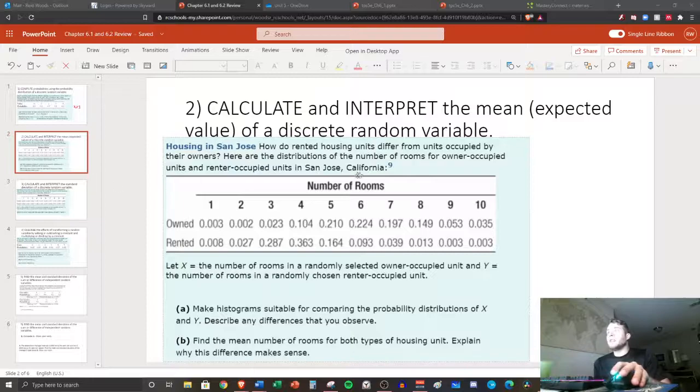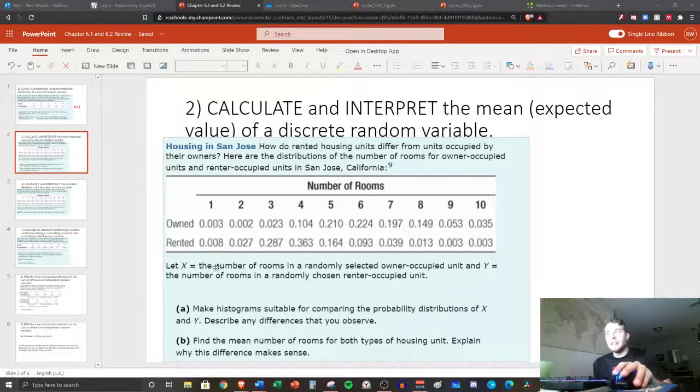So right here it says housing in San Jose. How do rented housing units differ from units occupied by their owners? Okay, here are the distributions of the number of rooms for owner-occupied units and renter-occupied units in San Jose, California. So this is the number of rooms in a house, and these are the probabilities that those rooms happened in houses that were owned, and the probability that those houses were rented. Okay, so you can almost imagine these same numbers are being represented twice here, and these are probabilities for each one.